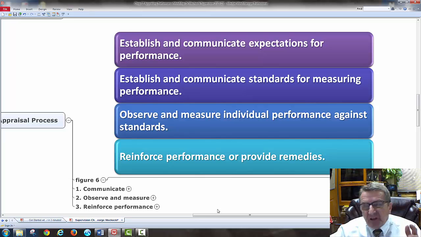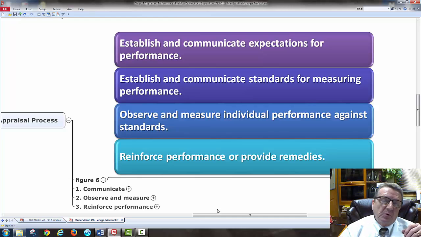Establish and communicate standards and measuring. Here's how I know you achieved it. You have to get it by this date. You have to do so many workshops, or you have to do so many cold calls, or whatever, or have so many meetings with your employees, or have so many safety checks, or whatever, depending on the task that you want the individual to do.